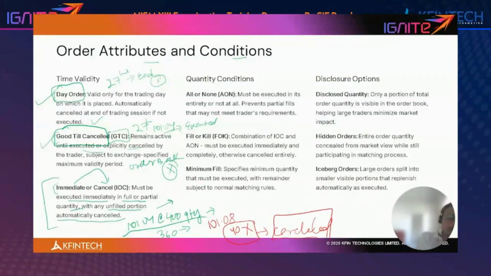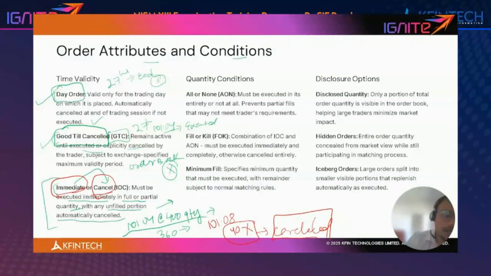Why? Because this is immediate or cancel. So whatever gets filled immediately, the remaining should get cancelled. So 360 got matched with 101.04, and then the 40 which will not get matched will get cleared.